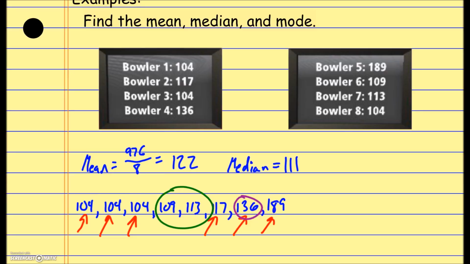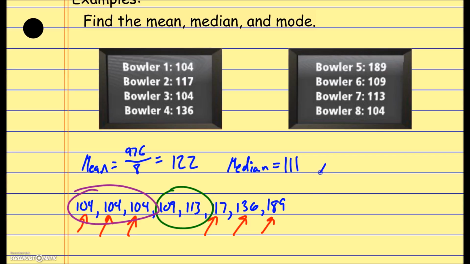If I were to go back and look at this data, I could look at the original, or I can look at where I have them written down in order. Sometimes it's easier to look at the ones that are in order because I can see all the data values that are the same side by side. And so for this one, the value that repeats the most often is these guys right here, the 104s.